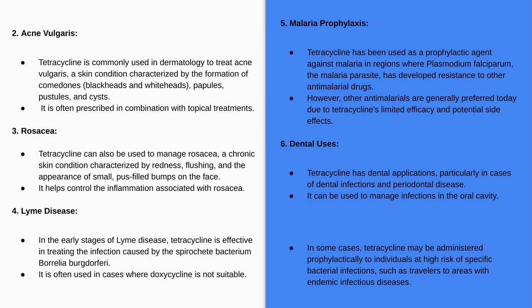Then there is something called rosacea. What is rosacea? Rosacea is a condition of skin. Again, these are all different types of skin diseases. Here what happens is there is redness, there is flushing. Flushing is once again the redness. Then there will be appearance of small bumps on the face which are filled with pus. That is called rosacea.